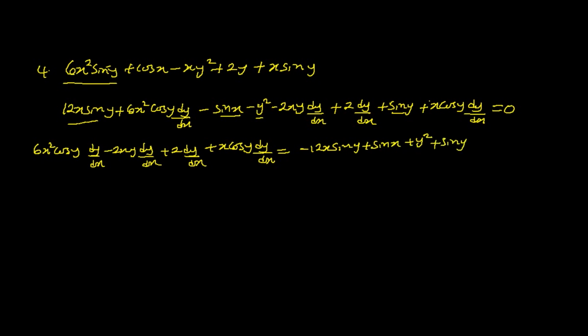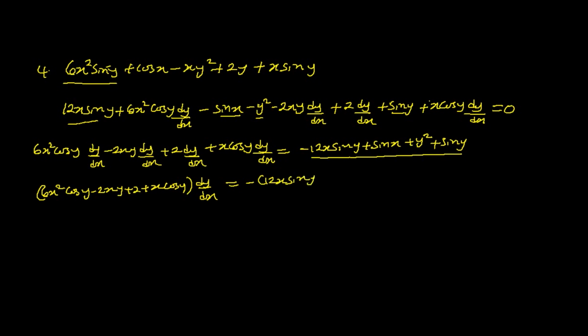So now let's factorize. We're going to have 6x squared cos y minus 2xy plus 2 plus x cos y into the bracket of dy/dx. It is going to be equal to, let's bring minus outside there. From this side, let's bring minus outside. We have minus 12x sin y minus sin x minus y squared minus sin y.